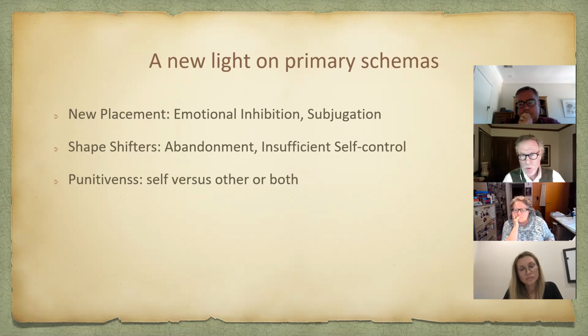Insufficient self-control has hopped around between the impaired limits domain and the impaired autonomy domain, which makes sense. It can be a function of entitlement, more to do with self-centeredness and a lack of control out of that, or it can have to do with impulsivity and difficulties with impulse control. So those are distinct sources or drivers of insufficient self-control.